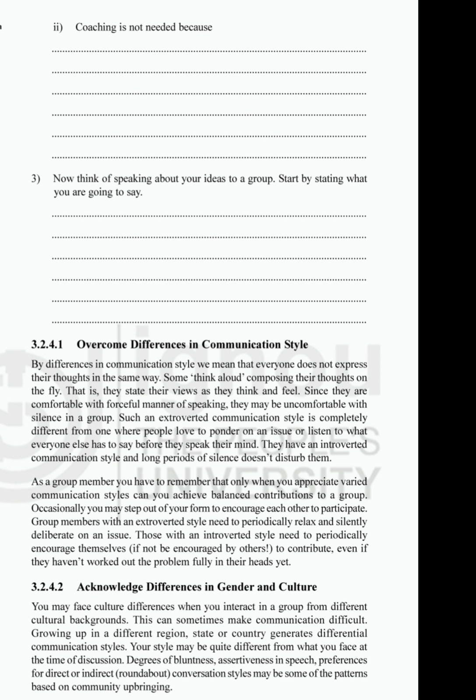As a group member you have to remember that only when you appreciate varied communication styles can you achieve balanced contributions to a group. Occasionally you may step out of your form to encourage each other to participate. Group members with an extroverted style need to periodically relax and silently deliberate on an issue. Those with an introverted style need to periodically encourage themselves, if not be encouraged by others, to contribute, even if they haven't worked out the problem fully in their heads yet.